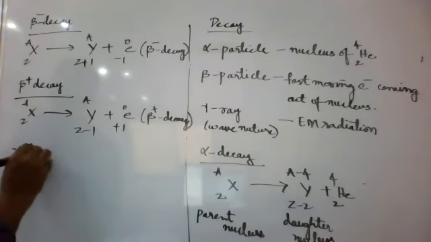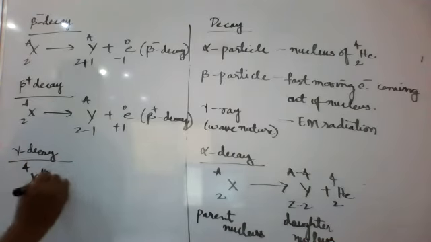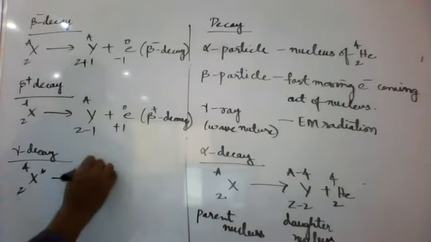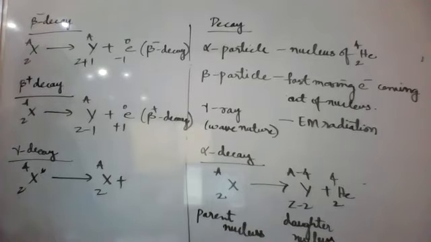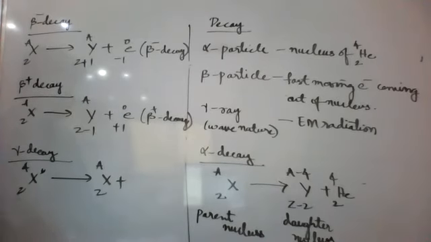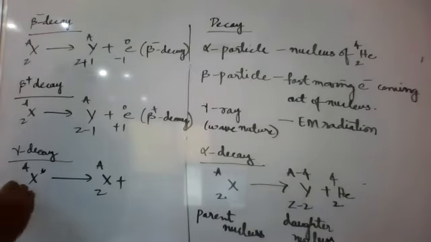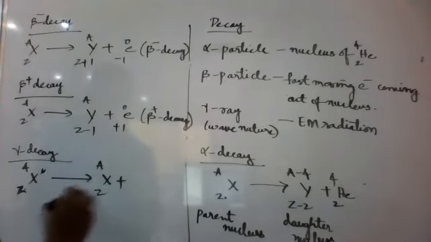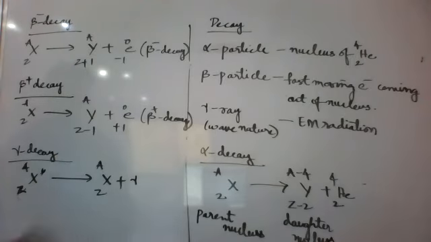And this is gamma decay. In gamma decay, what is happening? An excited nucleus X Z A will give out gamma ray radiation and become a stable nucleus. So this happens in the gamma decay.